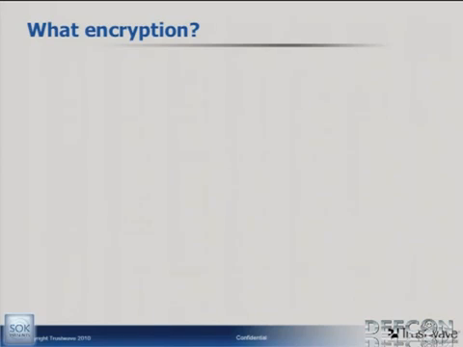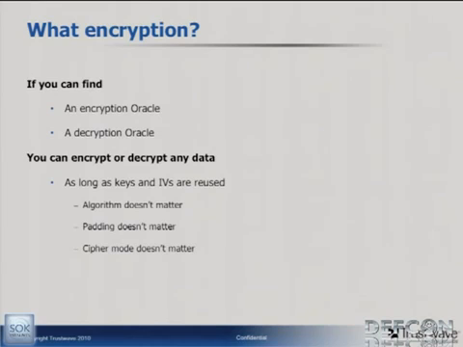So one last take-home point that I want to make is that if you can find an encryption oracle and a decryption oracle, it doesn't matter what you're using, as long as keys and IVs are reused. By the way that cryptography works, anything that's encrypted and decrypted with the same key, IV, cipher is going to be the plain text. So whatever cipher you're using, whatever key, whatever padding, whatever cipher mode, it doesn't matter if you can find an encryption or decryption oracle. Anything with that same key, IV, and cipher is now as good as plain text.